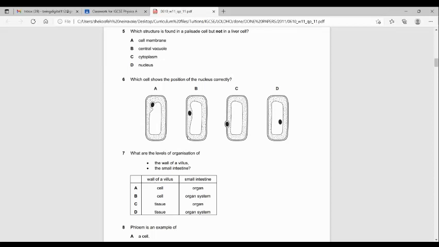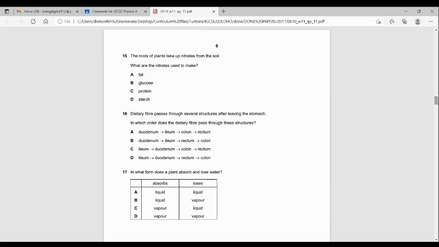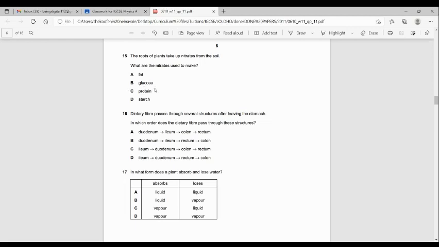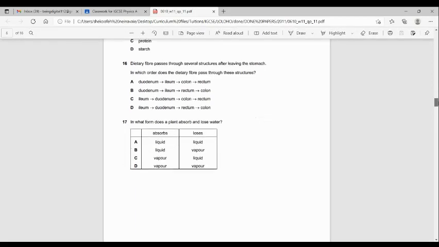Now we go back to the paper, question 15. The root of the plant takes up nitrates from the soil. What are the nitrates used to make? Now we know they are used to make amino acids, and amino acids are used to make protein. We don't have amino acid as an option, we have protein, so C is the correct answer. Fat molecule is made of glycerol and fatty acids. Glucose is a simple molecule, and starch is made of small, simple sugar molecules.